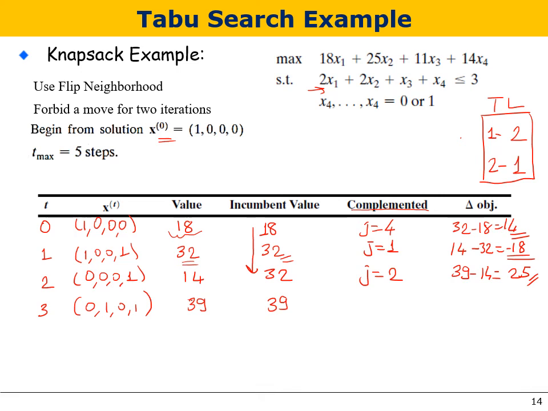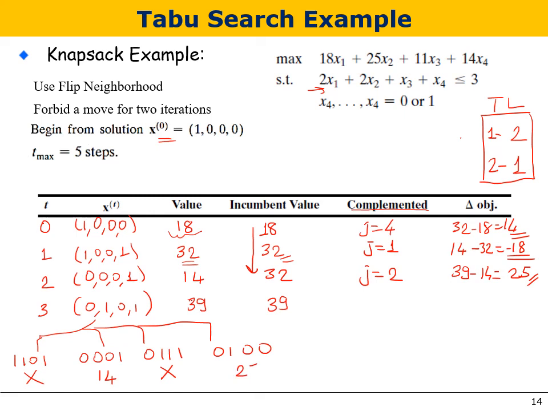Okay, now we need to find the neighbors of this solution to identify the next solution. So the first one is 1, 1, 0, 1. Second neighbor is 0, 0, 0, 1. Third one is 0, 1, 1, 1. And the fourth one is 0, 1, 0, 0. Okay, so this solution is infeasible if you check it. This solution has an objective function value of 14. This solution is infeasible. And this solution has an objective function value of 25.